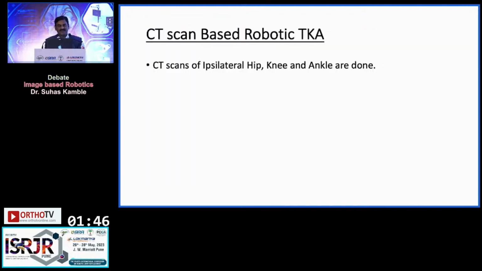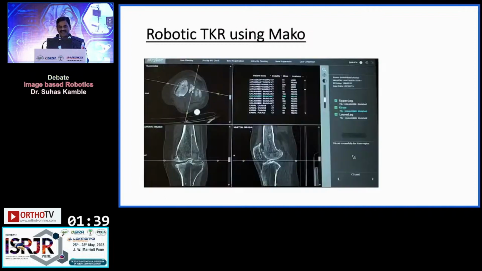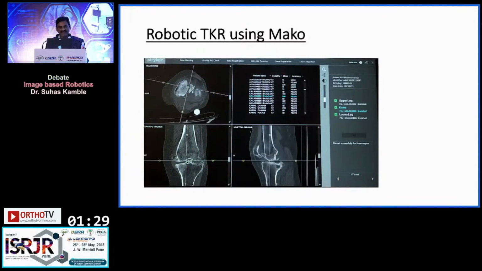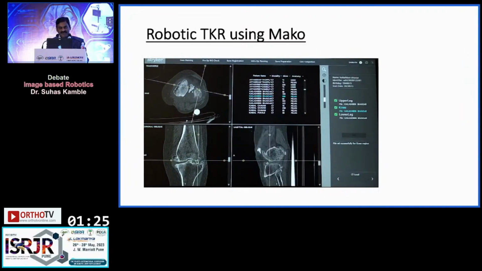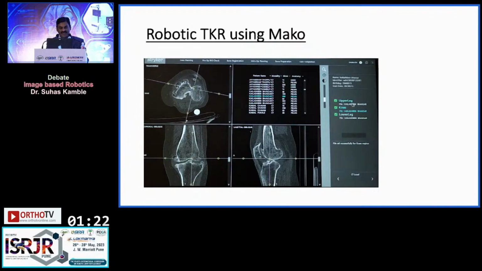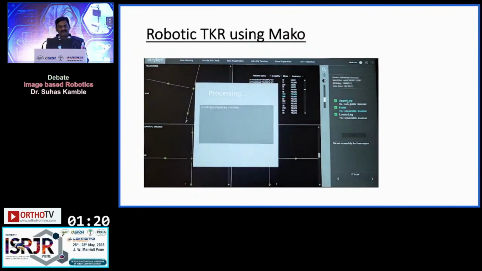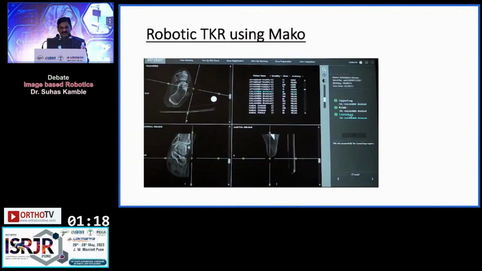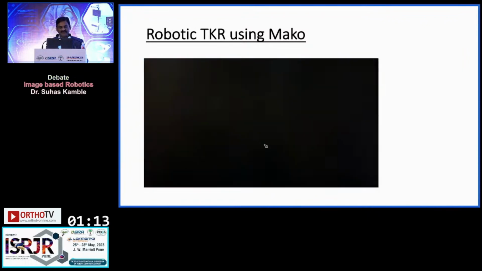Then coming to the CT scan based robotic total knee replacement. In these, we do CT scans of the ipsilateral hip, knee, and ankle. Again, here we can see the exact patient-specific anatomy, whether there are any defects, whether there are any cysts, how much osteophytes are there, and where these osteophytes are placed. And we can know the exact size of the implant preoperatively itself. When we do hip, knee, and ankle, we get the precise alignment.